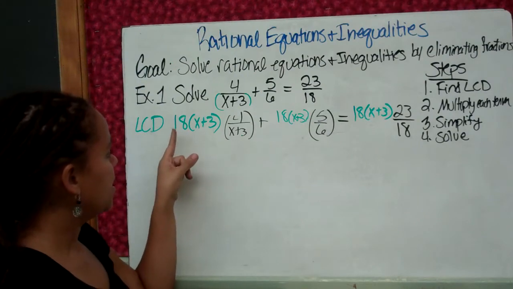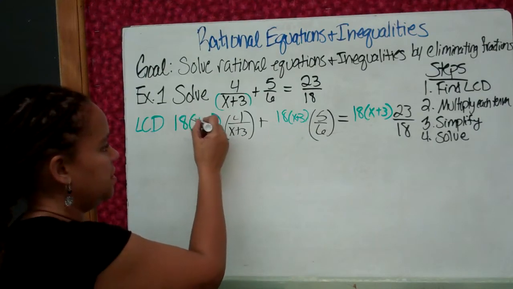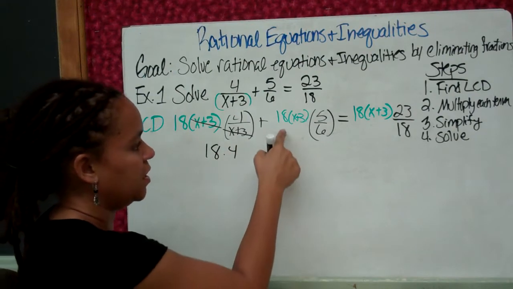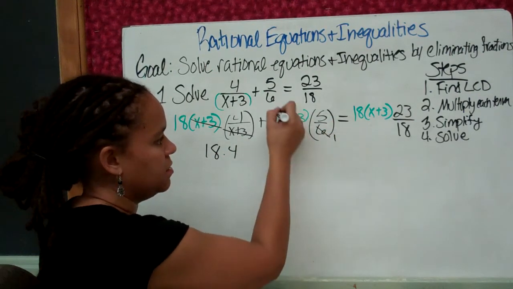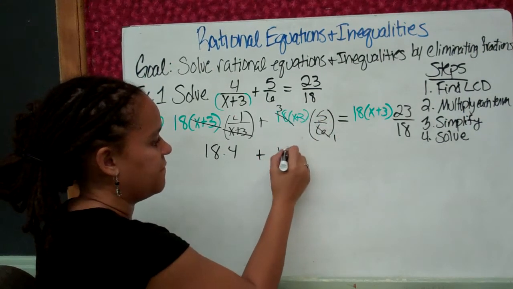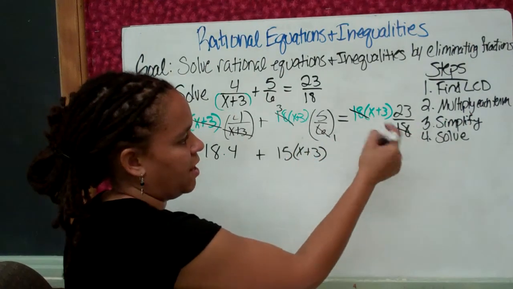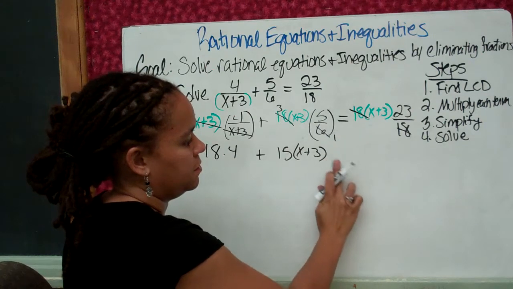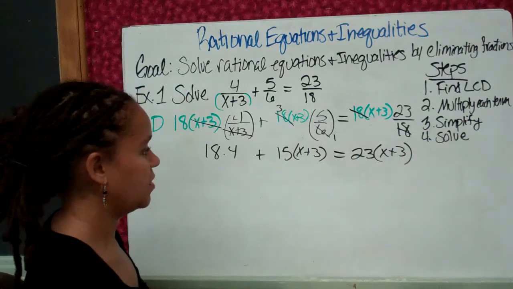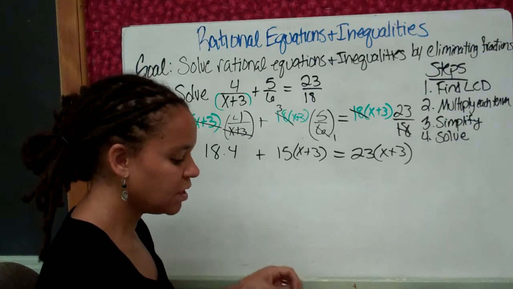Look what happens. 18(x plus 3) times 4 over x plus 3, these two are going to cancel out. Now I just have 18 times 4. Here, I can reduce this 6 to 1, reduce this 18 to 3. Now I just have the 3 times 5, or 15 times x plus 3. Here the 18s cancel out, so now I'm just left with 23(x plus 3). Now, we don't have any fractions. It doesn't look that hard to solve. It's just a regular equation.